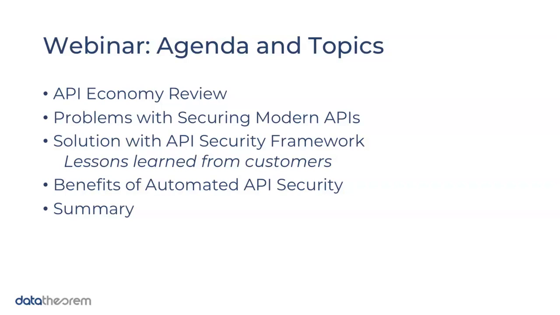And this API security framework isn't just invented by Theorem, but really lessons learned from customers through operational experience and some of the best customers who've both had some hard lessons and some positive learnings. And last, we'll talk about the benefits that when you successfully automate this API security framework, some of the benefits you'll get from that. And we'll have some closing recap and next step actions.